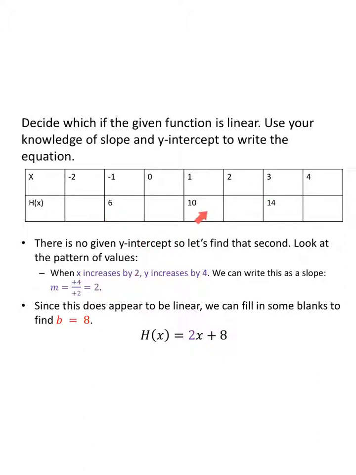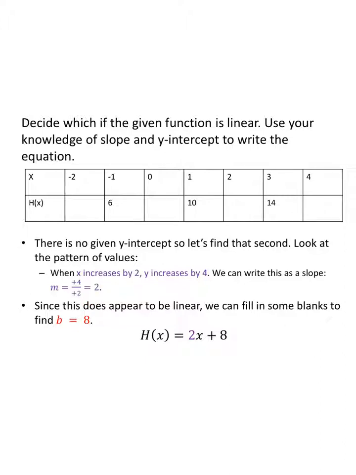To go from 6 to 10, I added 4. 10 to 14, I added 4. So as x increases by 2, my y values increased by 4. Remember, your slope is always change in y, plus 4, over change in x, plus 2. Plus 4 divided by plus 2 is a 2.